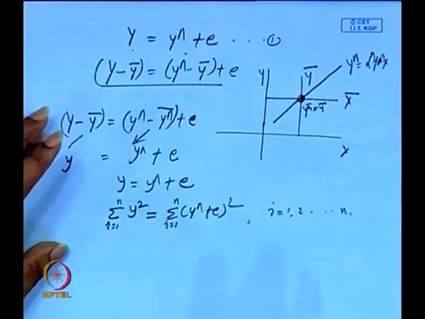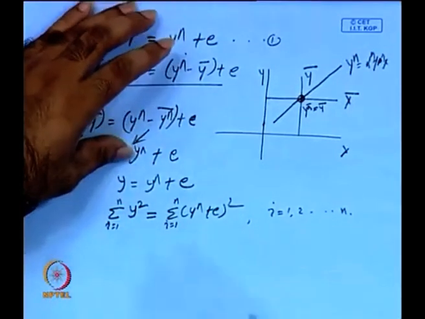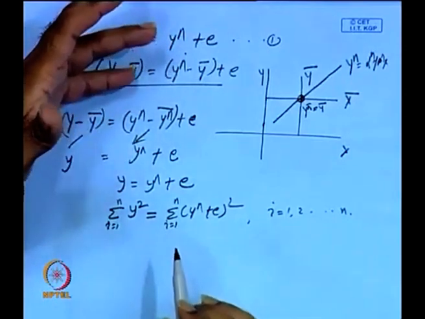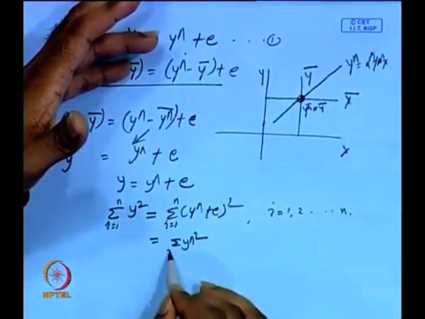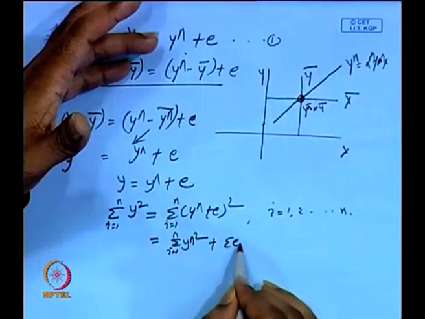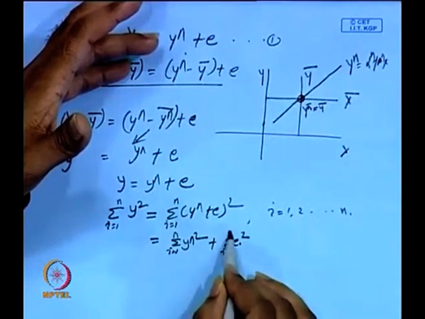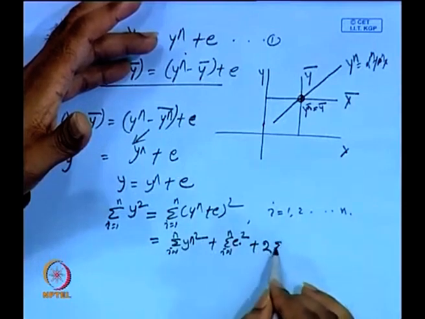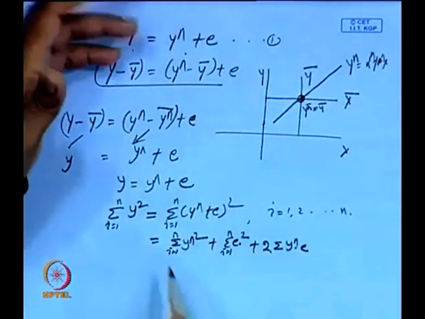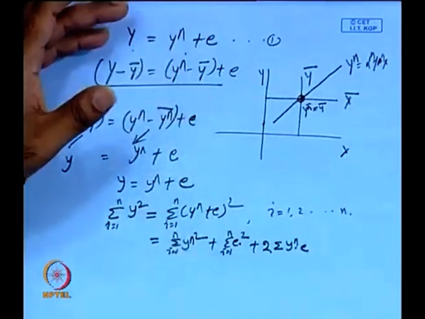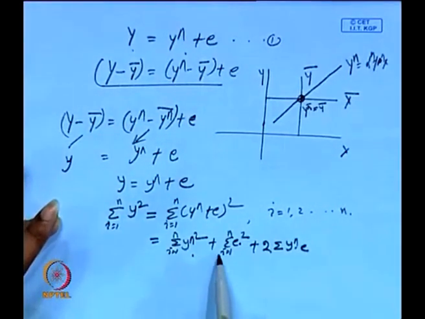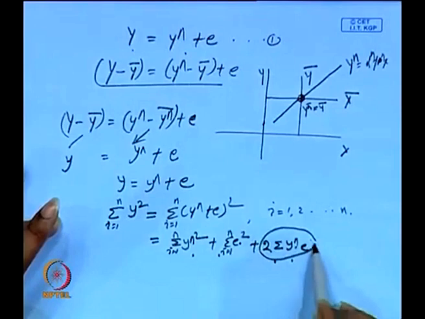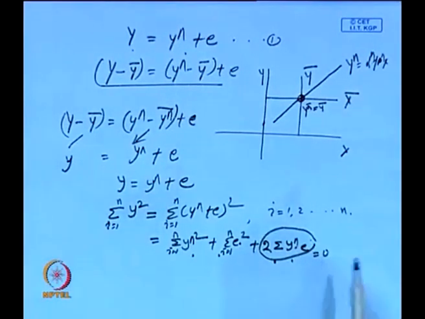Now, this particular component, y hat. We can write it in the format like this: summation y hat squares, i equal to 1 to n, plus summation e squares, i equal to 1 to n, plus 2 summation y hat into e. If we expand the right hand side of this equation, we get summation y square equal to summation y hat square plus summation e square plus 2 summation y hat into e, but this particular term is exactly equal to 0.